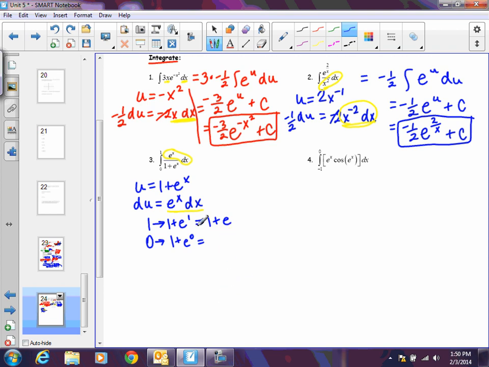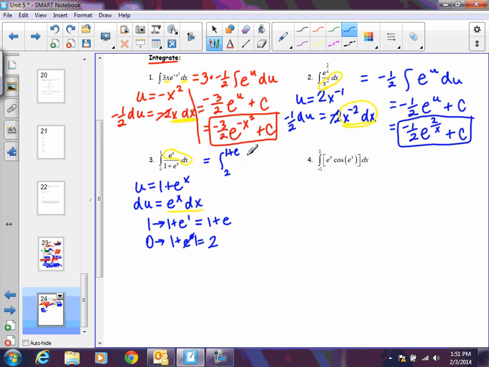But 1 plus e to the 0, what is that? 2. Why? E to the 0 is 1. Okay, so when I go and rewrite this, my new bounds then are going to be 2 down here and 1 plus e. And let's just do a quick check and make sure that the upper bound is bigger than the lower bound. Do y'all remember what e is? What number it's about? 2.7 something. Okay, so 1 plus 2.7 something, obviously that's bigger than 2, so we're good to go.